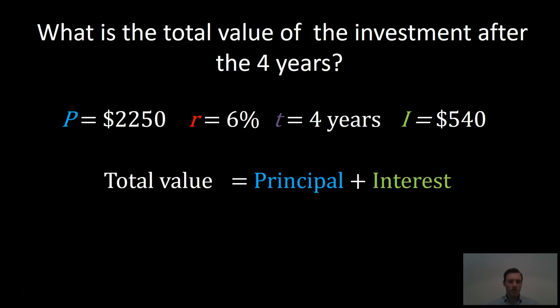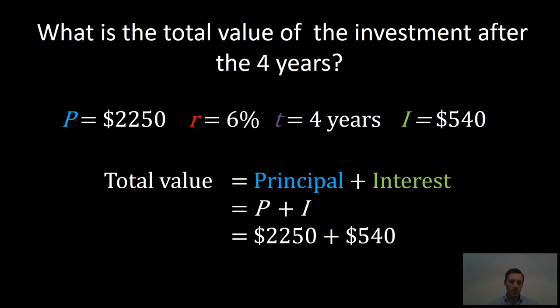What's the total value of the investment after 4 years? So we've just calculated the interest. The total value of the investment is going to be the principal, which is the original amount invested, plus the interest. So that's P plus I, and we get 2,250 plus $540, which is $2,790.